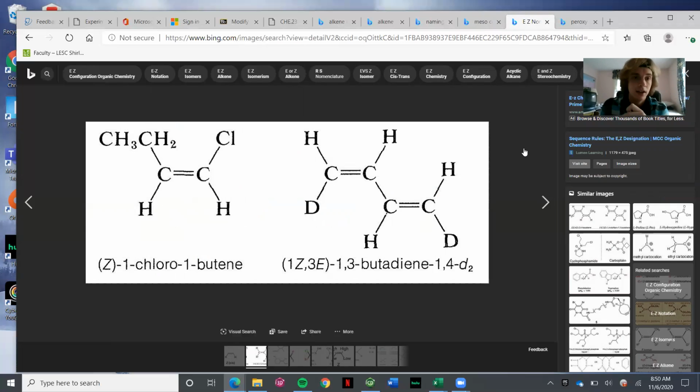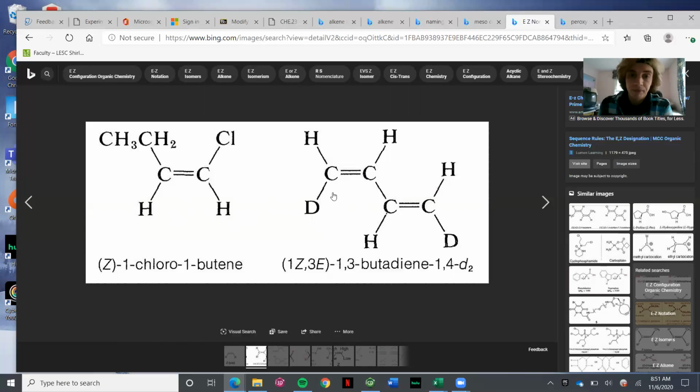Here's another great example of difference in naming between trans and cis. So D is just deuterium. It's just an isotope of hydrogen. It takes priority over hydrogen. It's just here to show an example. So in this case, on the right side, this right alkene is trans because we have our high priority D and our high priority C. So they're trans to one another. So it is E configuration.